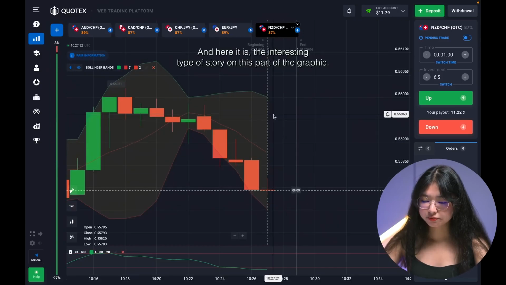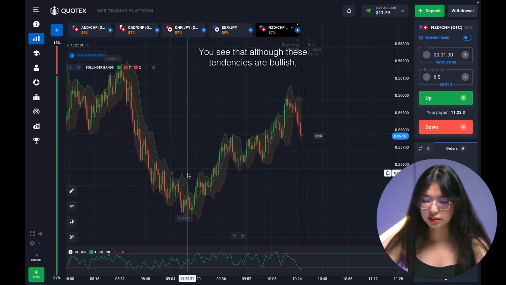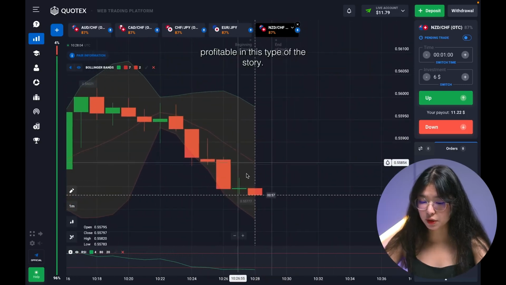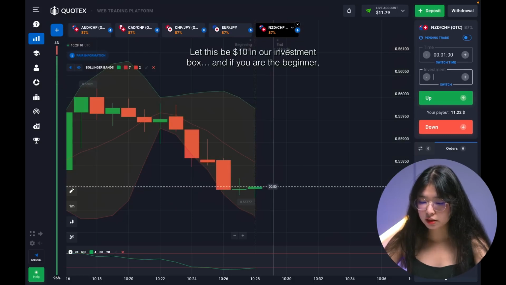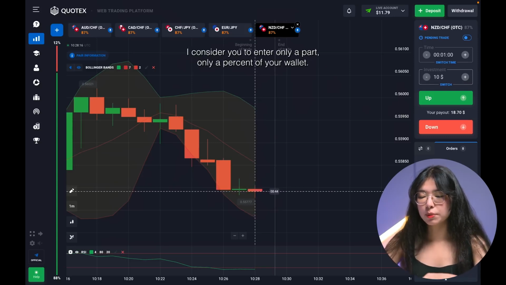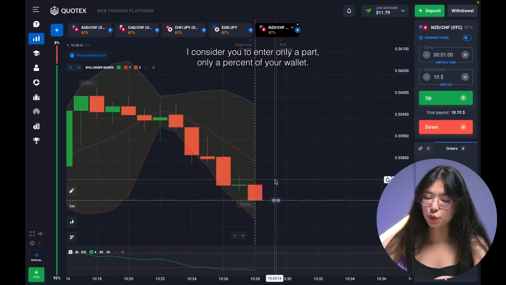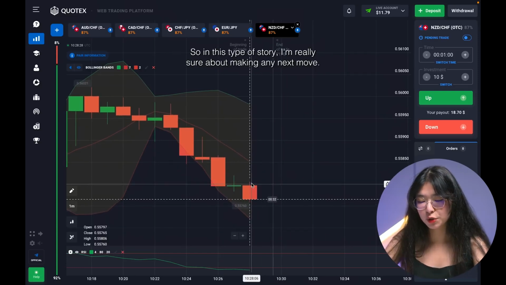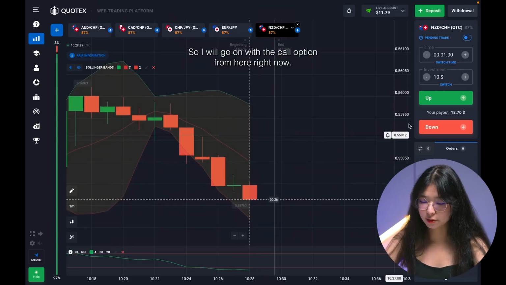Here it is. The interesting type of story on this chart of the graphic. You see that although the tendencies are bullish, we'll go with this part of the graph and let's find something interesting and profitable in this type of story. So we'll move on here with my investment and let it be $10. Okay, in our investment box. And if you're a beginner, especially if you're a beginner, I want you to enter only a part, only a percent of your wallet. But as for me, I consider myself being a professional, so in this type of story I'm really sure about making any next move. So guys, I will go on with the call option from here right now.